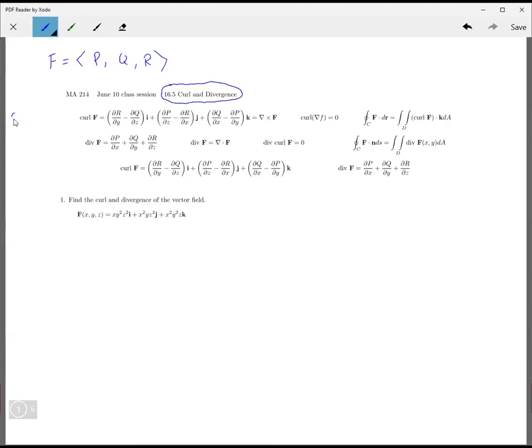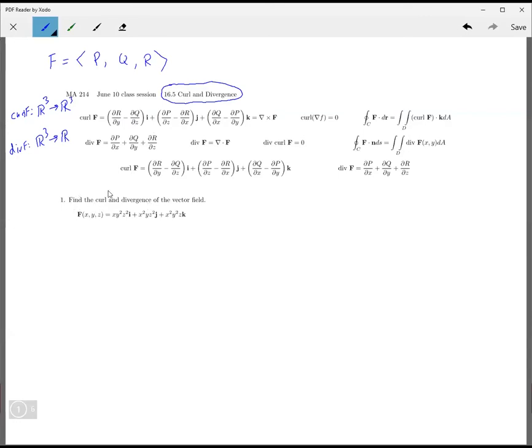So what I mean is this: the curl of F goes from R3 to R3. Its codomain, or range, is in R3. The divergence is a function from R3 to R. So they're different. This is not a vector right here. This is just a function in x, y, and z. This is a vector here, so it's three-dimensional.